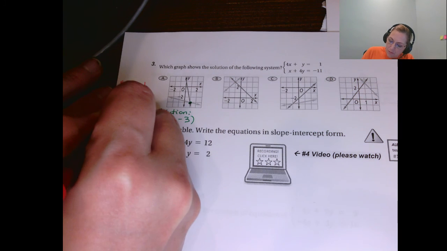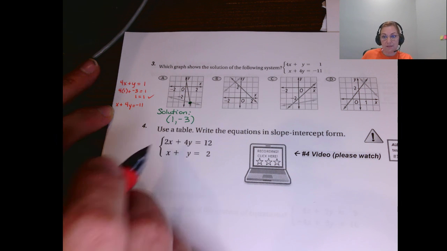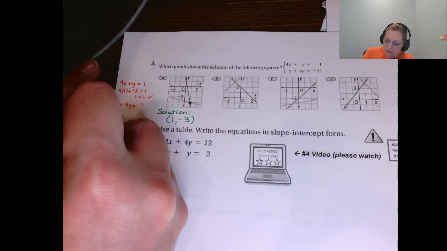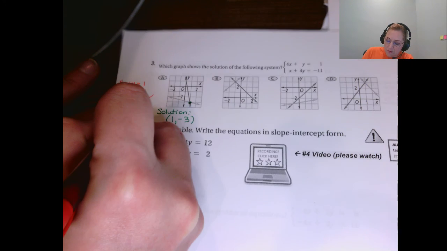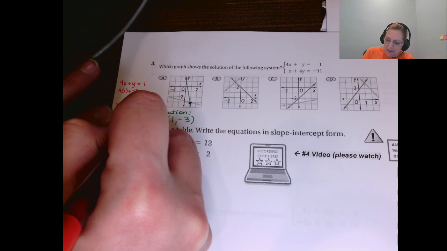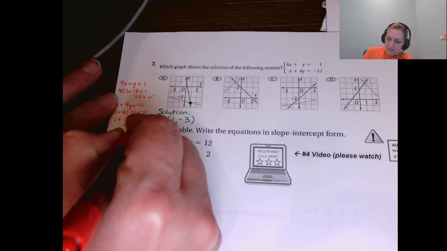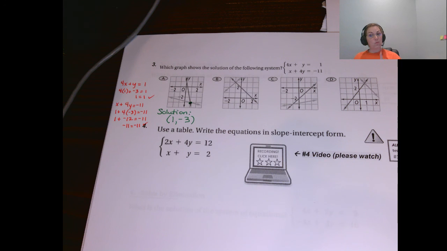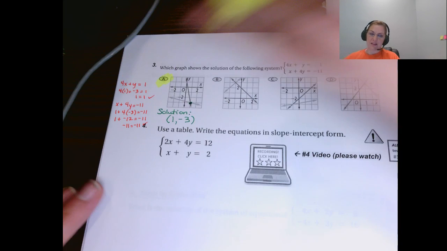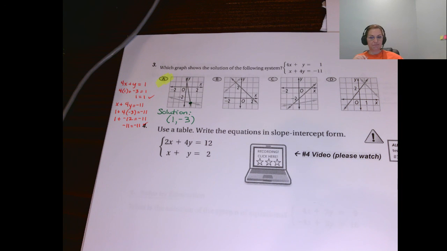x plus 4y equals -11. Let's put in the same values. So I'm putting 1 for x and -3 for y. So 1 plus -12 equals -11. And that is -11 equals -11. Voila, it works in both equations. That tells me then that graph A must be the graph for this system.